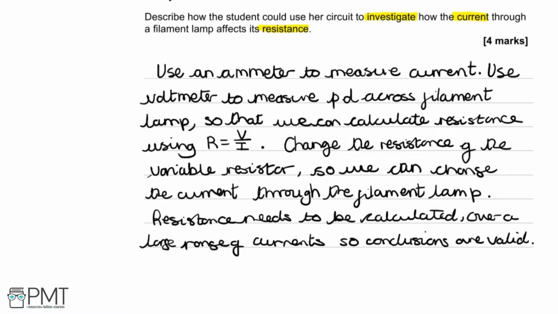So how many indicative points do we have? We have this one. How we're going to measure voltage with the voltmeter is a mark. How we're going to calculate resistance is another point. How we're going to change the resistance and why we're doing this. And this last point about making sure we calculate the values over a large range. So we have 5 indicative points, which means we're likely to get 4 marks.